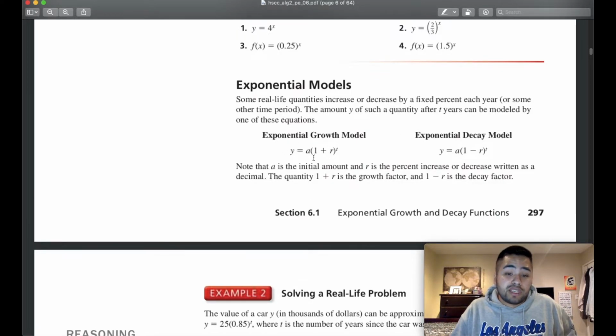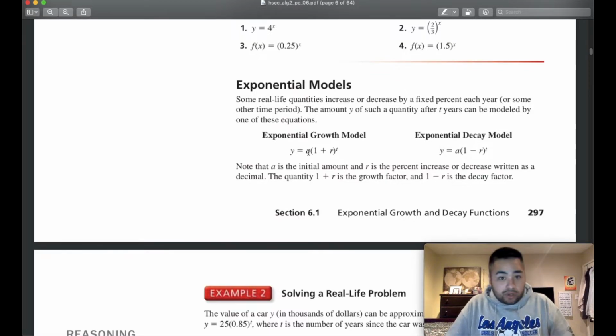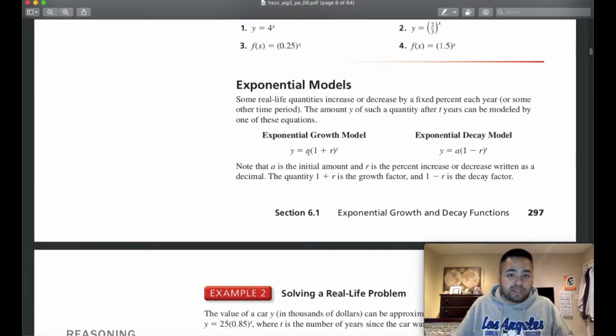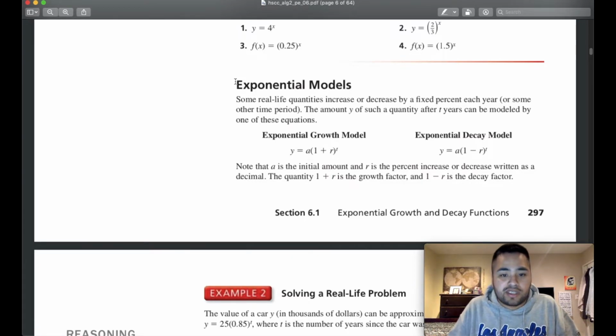a is going to be the initial amount. Say you have a population growth; obviously you have to start somewhere. If you're starting the year at, say, 2010, and we're currently in 2020, that is a 10-year period where we're going to see a new population growth. So this is actually a very good way to start the year, knowing how to model exponential growth. But anyways, a is the initial amount you start off with, and r is going to be the percentage increase or decrease, in this case written as a decimal.